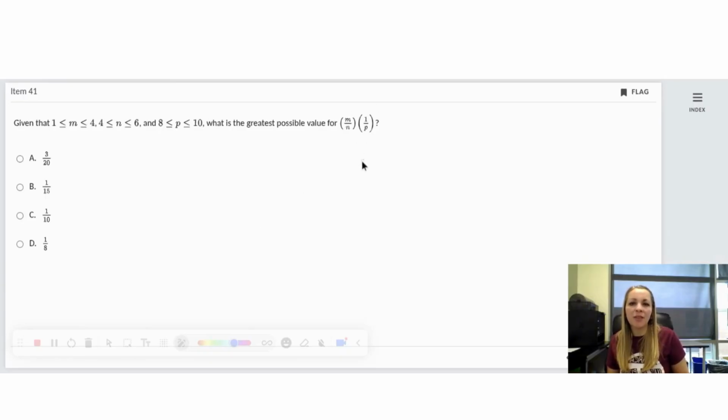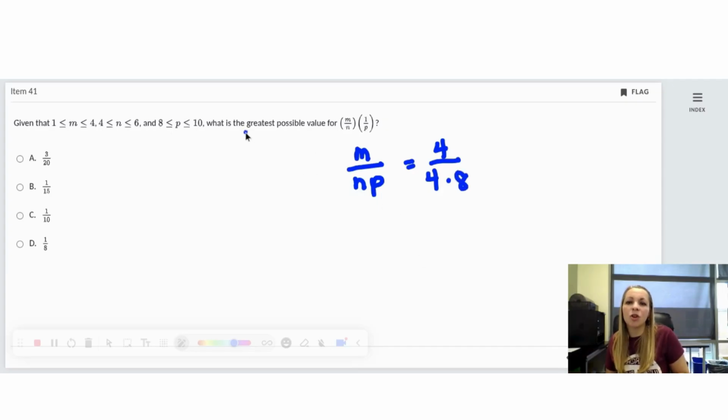Let's start by multiplying this into one big fraction. If I multiply across on the numerator, I get m, and if I multiply across on the denominator, I get np. To make numbers big, we want to put big numbers on top, and we want to put small numbers in the bottom. So I'm going to replace m with its largest value. That's 4. And we want the bottom to be as small as possible, so I'm going to pick the smallest number on this spectrum. That's 4. And the smallest number that I can choose for p is 8.